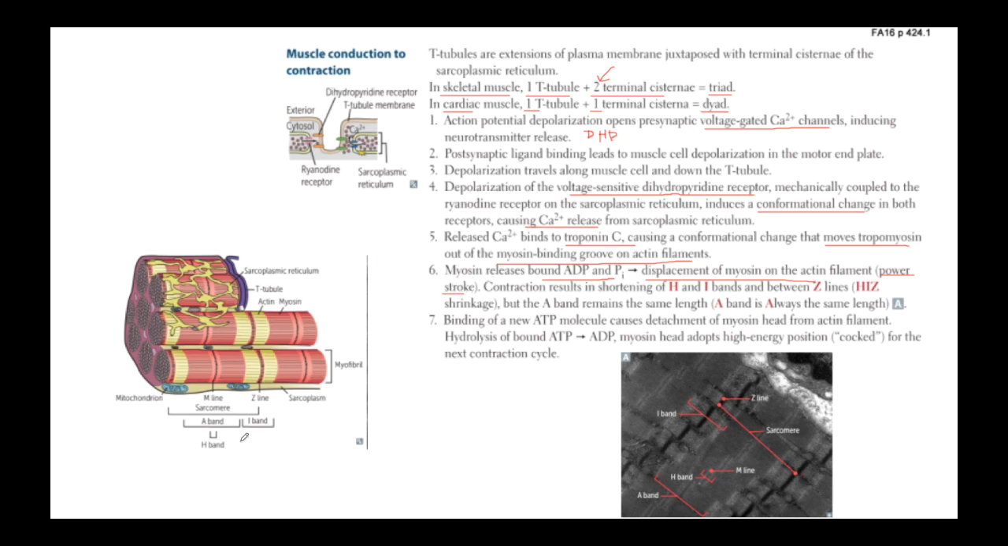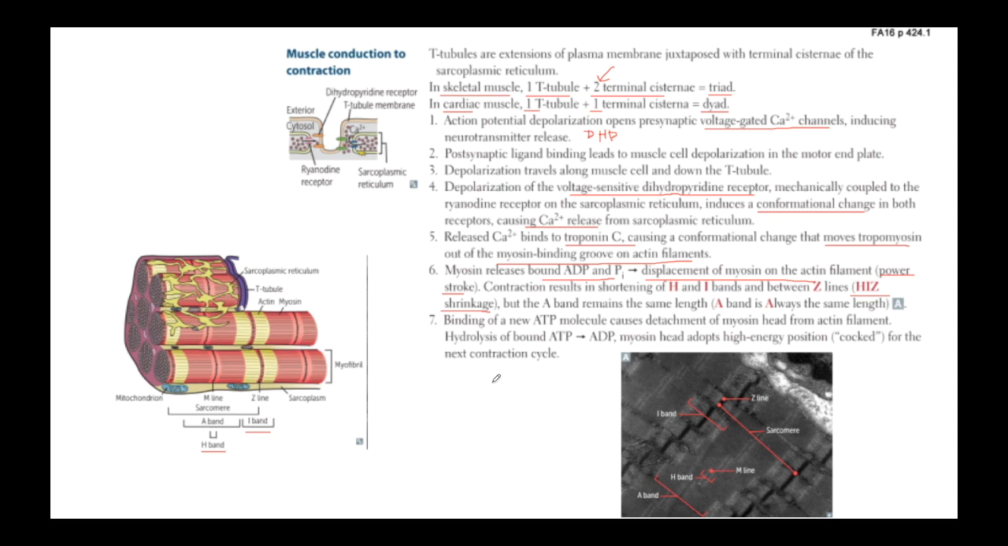And again, if you guys can kind of see here, we have our H bands and our I bands. These are the ones that are going to shorten during a contraction. And First Aid mentions H.I. shrinkage to kind of help remember which of these will be affected with contraction. So those two.